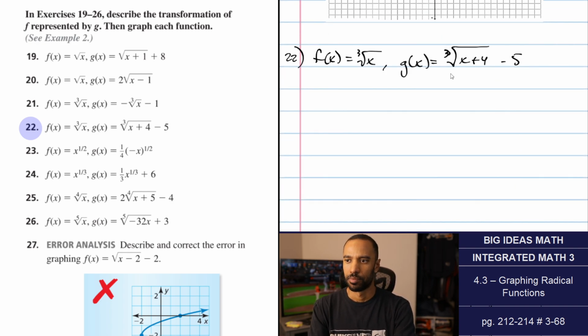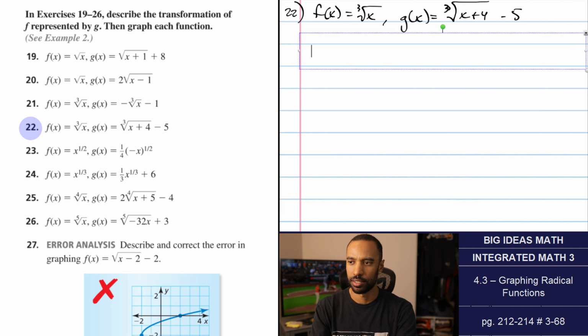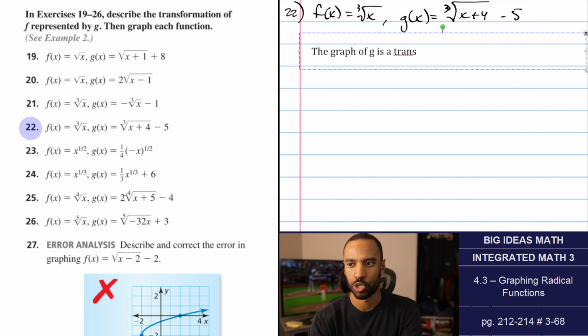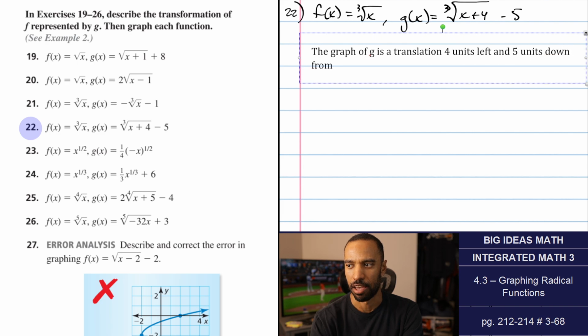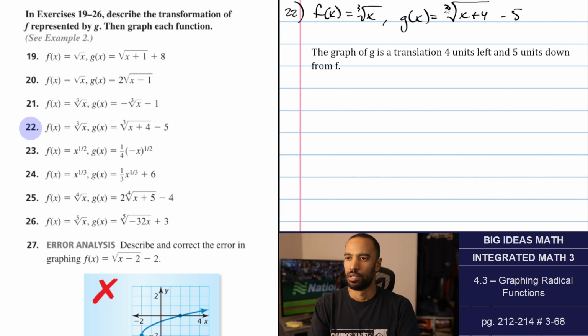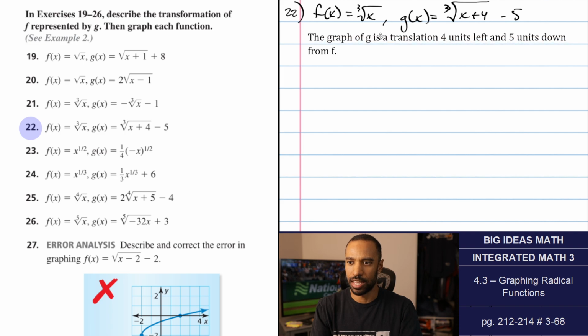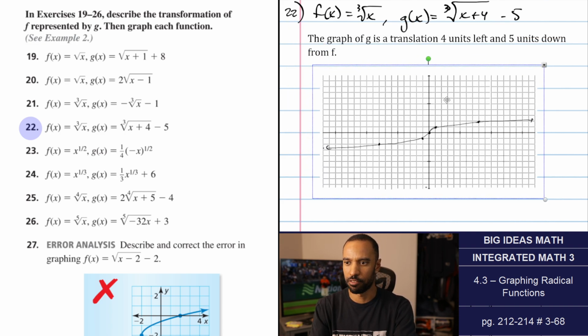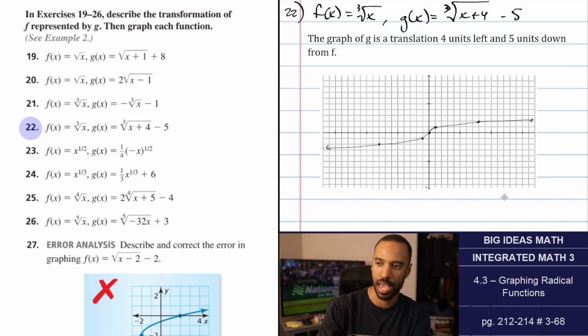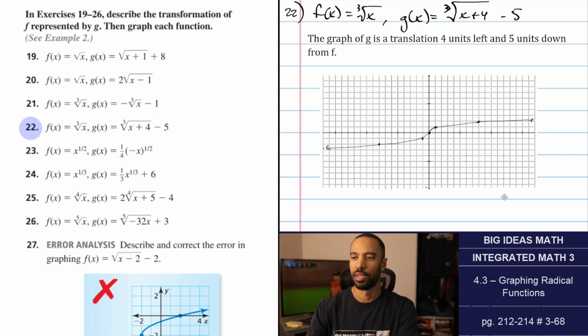Okay. So, the graph of g, just translations this time, right? The graph of g is a translation 4 units left and 5 units down from f. So those two things are going on, and let's go ahead and take a look. With this parent function, we'll take that same function that we have. We'll just go 4 left, 5 down. So 4 left, 1, 2, 3, 4, 5 down, 1, 2, 3, 4, 5. Boom, it is right here. Otherwise, it's 1, 1 over 8 up 2.